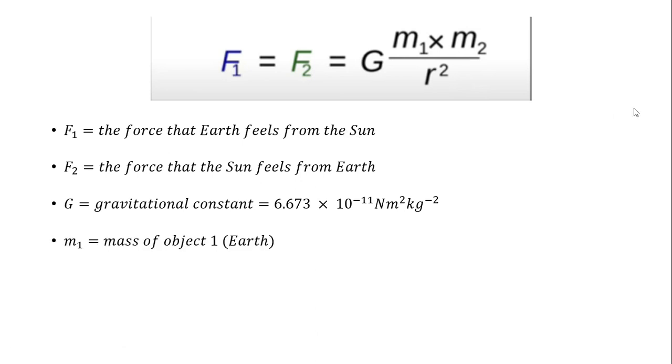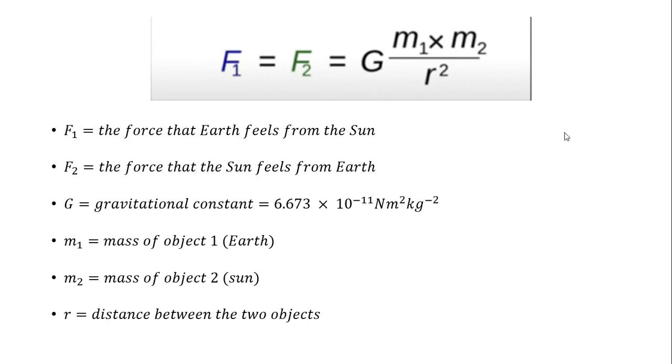Our next one, m sub 1, that's just mass of object 1. In this case, we'll call it Earth. You could call it the sun as well, just be consistent. It really doesn't matter since we're multiplying. It's like 2 times 3 equals 6, and 3 times 2 equals 6. It's the same. M sub 2 is mass of object 2, in this case, the sun.